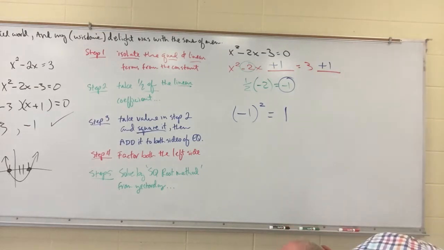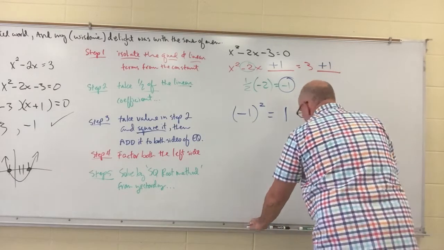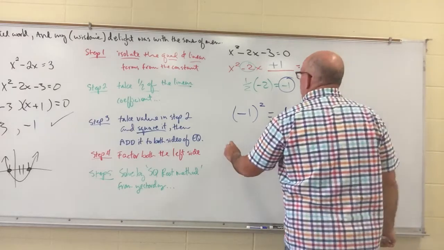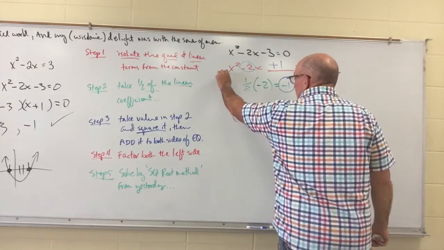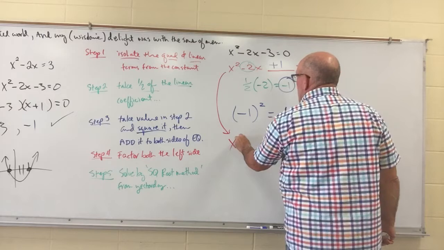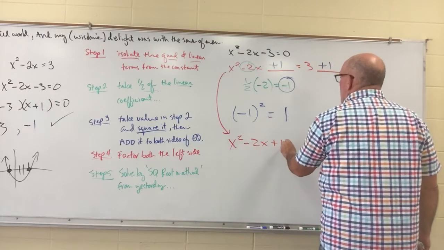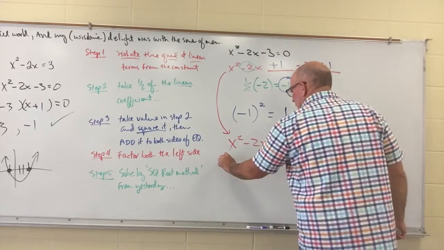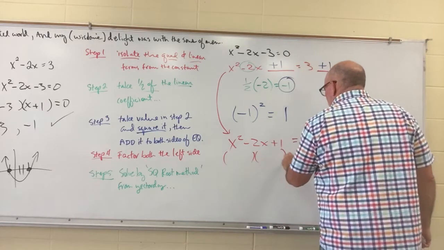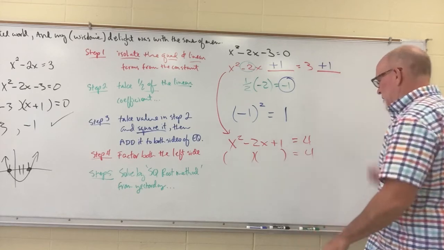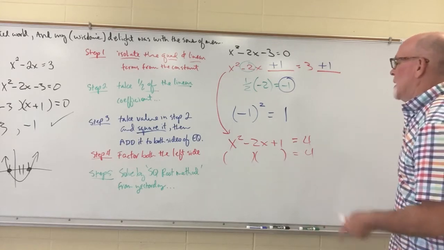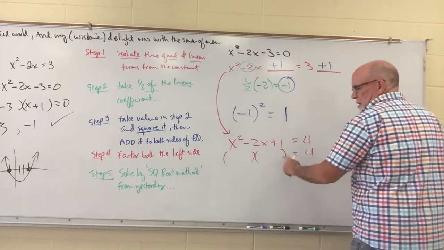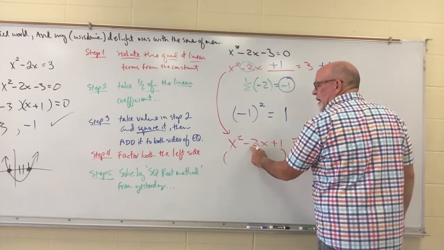All right, step number 4 says factor the left-hand side. Okay, well, what does that mean? It means I'm going back. I've got an x squared minus 2x plus 1 equals 4 now. And I want to factor the left-hand side. So I'm looking for 2 binomials. We're going to keep the 4 on this side. I'm looking for 2 binomials that multiply together to give me this trinomial. Positive product, but a negative sum.